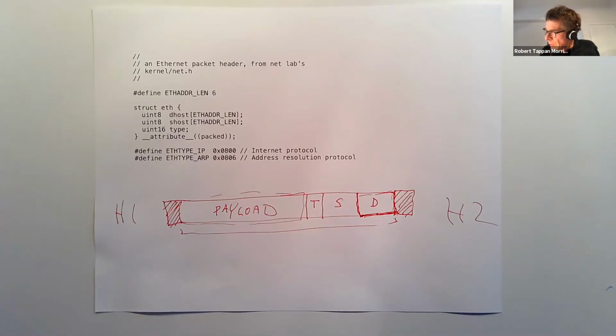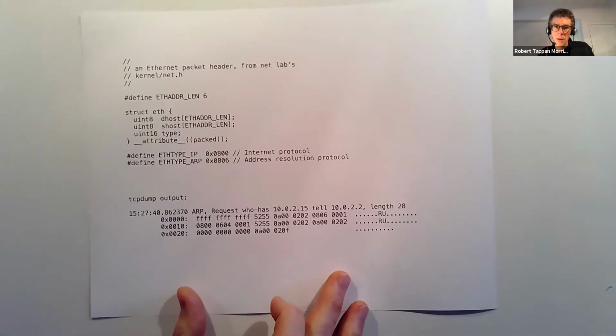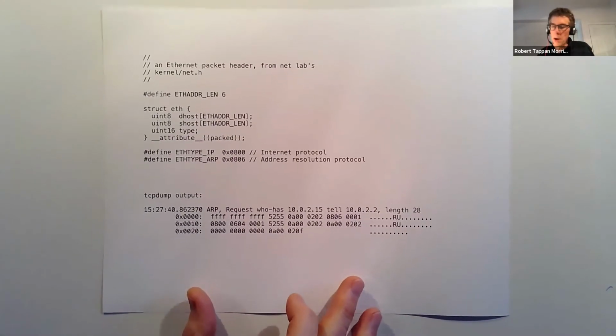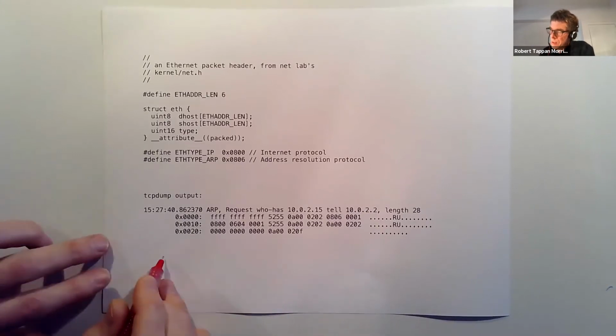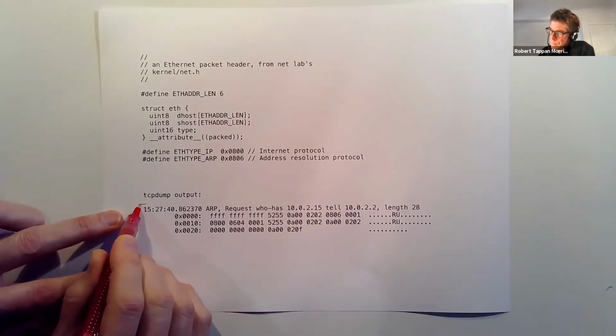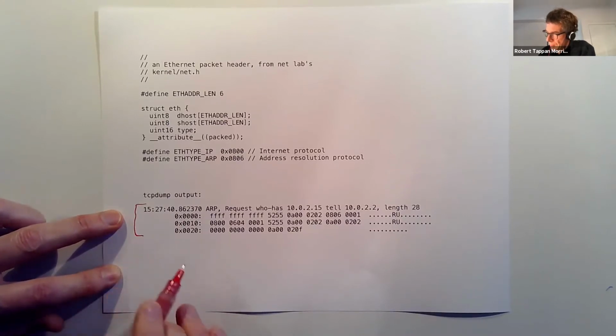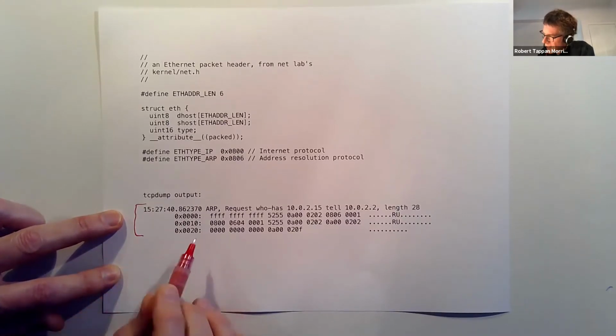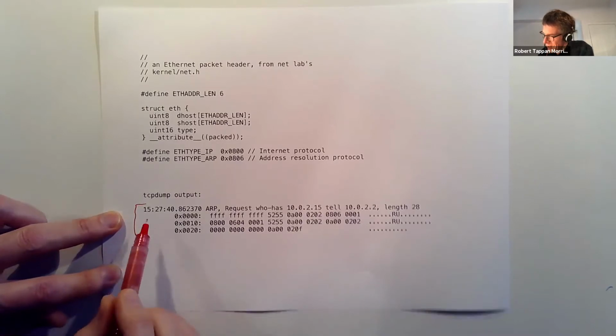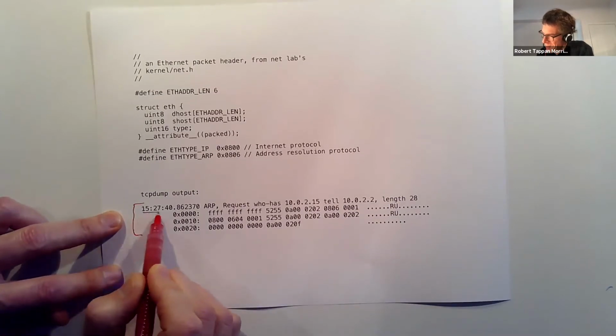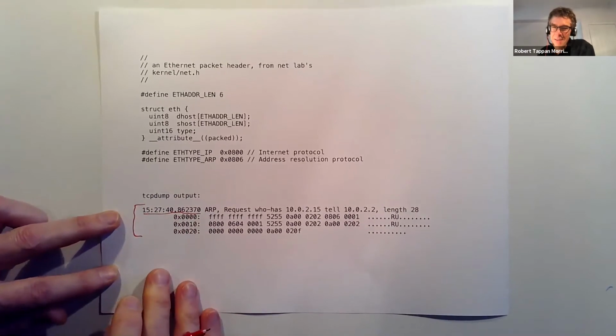Okay, so this is what these packets look like. You can actually look at Ethernet packets in action using the tcpdump program, and you're encouraged to do this. You'll probably need to do this as part of the lab. This is actually the output of tcpdump from the lab. And tcpdump was telling us a whole bunch of things. This first part is the time at which the packet arrived.